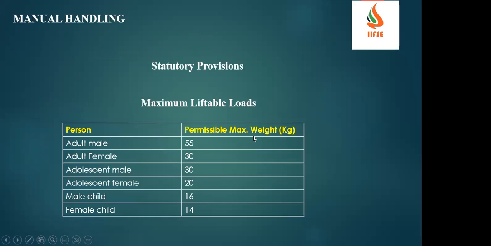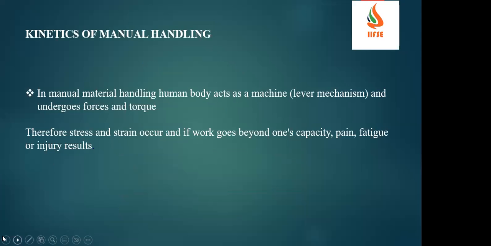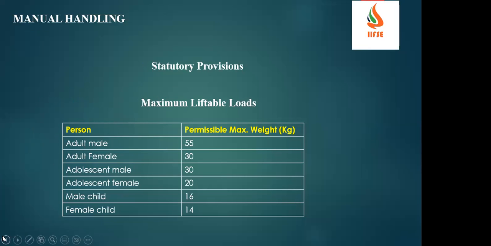Yeah, these are the statutory provisions, the maximum liftable loads. Just have a quick look. Adult male 50 and female 30, and adolescent male 30, adolescent female 20, and child 16, and female child 14. Okay. Is there any reference for this? Yeah, in the Factories Act, we have the minimum weight in the Factories Act. You can see in the Factories Act. Okay. Thank you. Factories Act 1948.